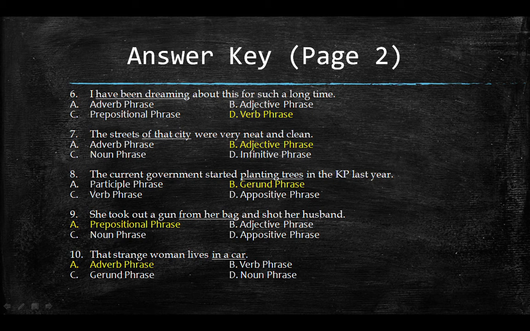The streets of that city, prepositional phrase, but the option is not there, so we'll have to look for the function. What is before that? It's streets. Streets is a noun, and of that city is modifying streets, so it is adjective phrase.